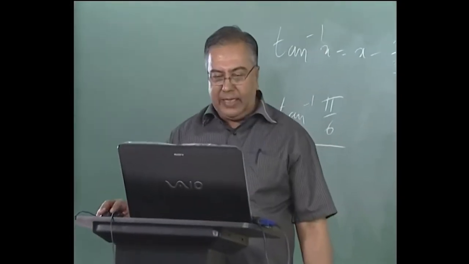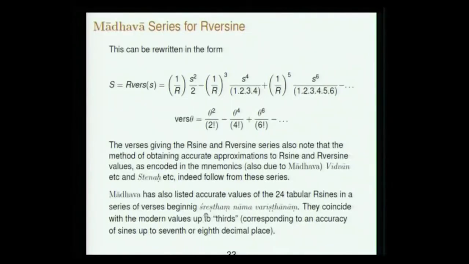So, those are collected in a set of verses which start with Shrestham, Nama, Varishthana, etc., a set of verses which are quoted in various commentaries, Laghu Vivritti of Shankaravarya on Tantra Sangraha. So, they coincide with the modern values up to the third.